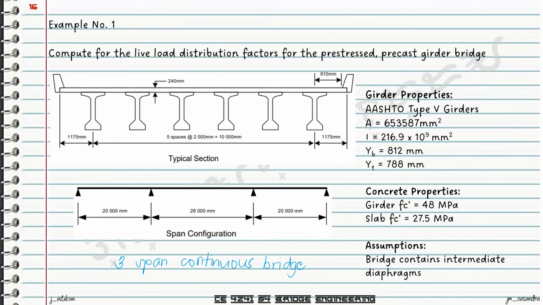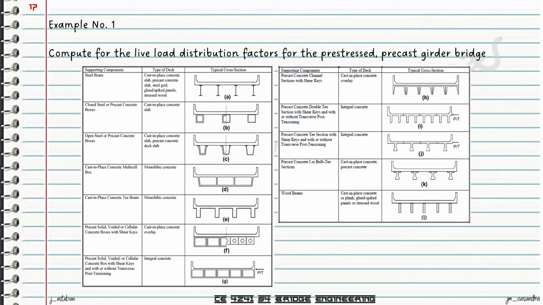So for our solution, we first use table 4.6.2.2.1-1 to identify the typical cross-section of our given bridge. Again, we are given a precast concrete deck that is supported by precast concrete girders. So in this case, the typical cross-section falls under K.